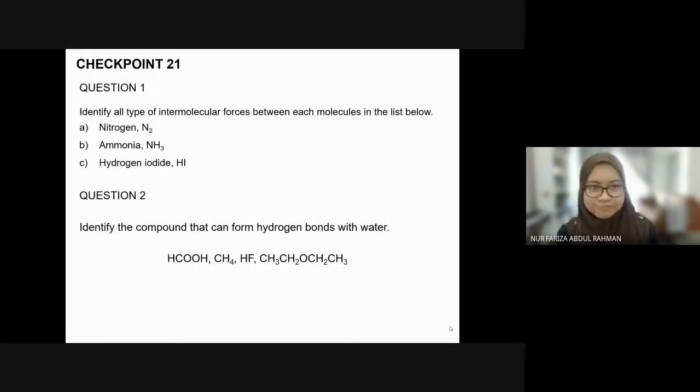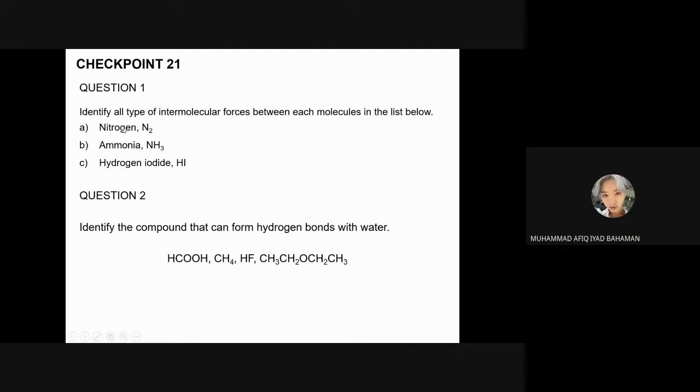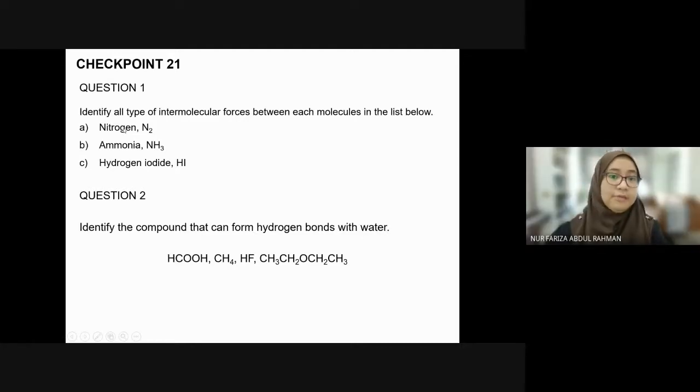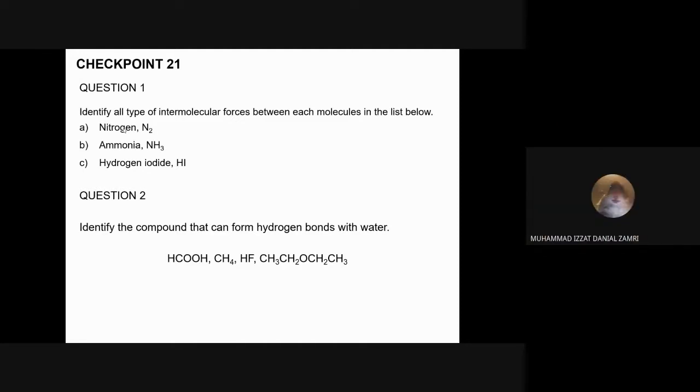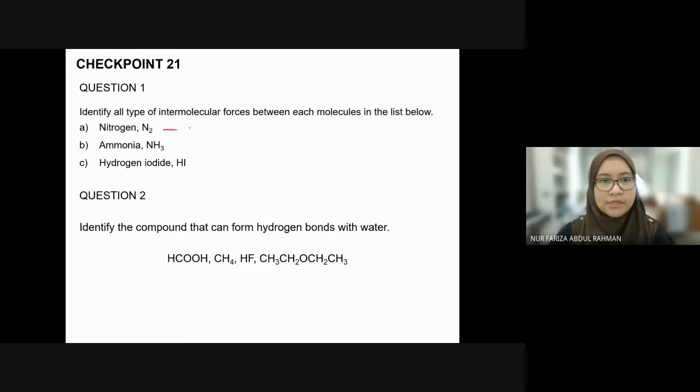Alright, let's discuss. Identify all types of intermolecular forces between each molecule in the list below. Nitrogen. Is nitrogen a polar molecule? No. So what type of intermolecular forces are available in nitrogen? London dispersion forces, LDF. Yes. So it's only London dispersion forces because it is a non-polar molecule.